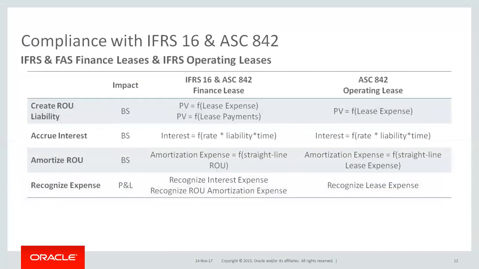So these are the impacts in the balance sheets, both for IFRS as well as the FAS. You would be creating a balance sheet asset, you would be creating a liability, and you would be accruing interest on your lease liability. You would be amortizing your ROU, and then you will finally recognize the sum of your interest and ROU amortization expense as your expense for that period. Let me move forward.